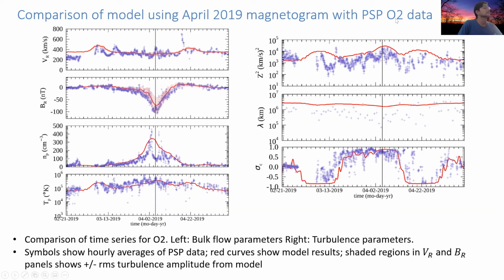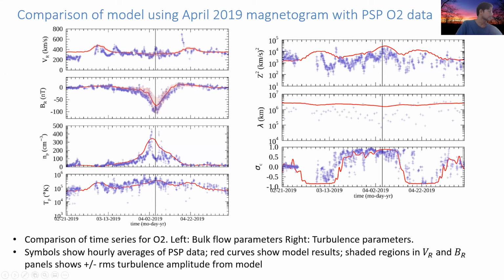Just to start off with some comparisons of the time series, here I've got data from PSP's second orbit. In this plot on the left, the symbols represent hourly averages of the PSP data, and the red curve represents the result from the model. The perihelion is represented as this vertical line.